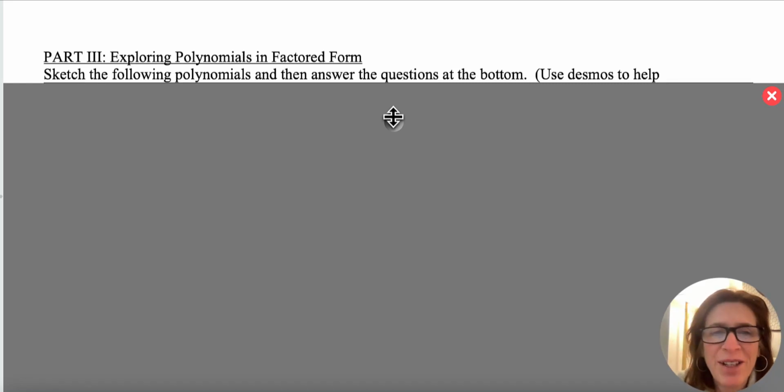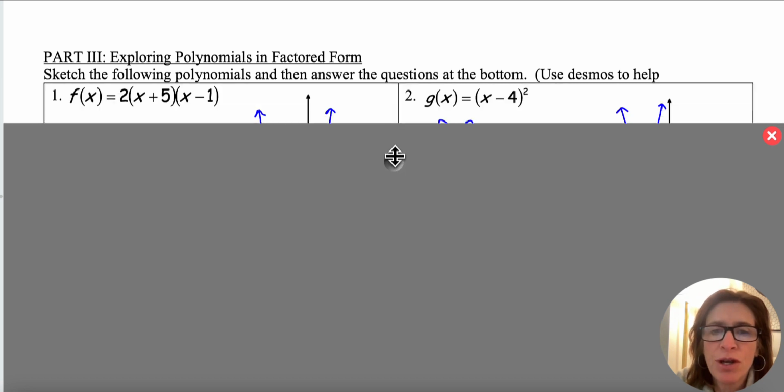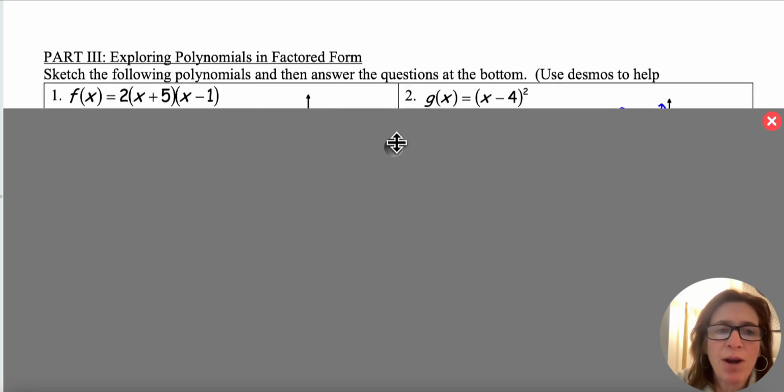Hi everyone, it's Coach Fred here, and I want us to move on to exploring polynomials in factored form. So we're going to look specifically at factored form, and today we're going to try and figure out what's happening at the zeros. For these first two examples, I'm going to try them both for you.